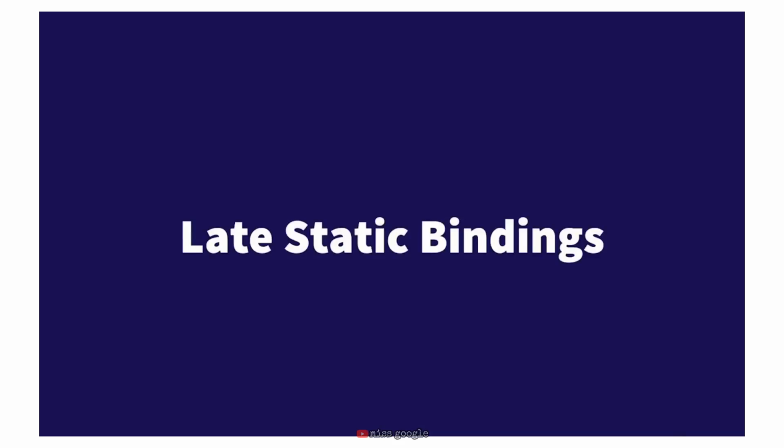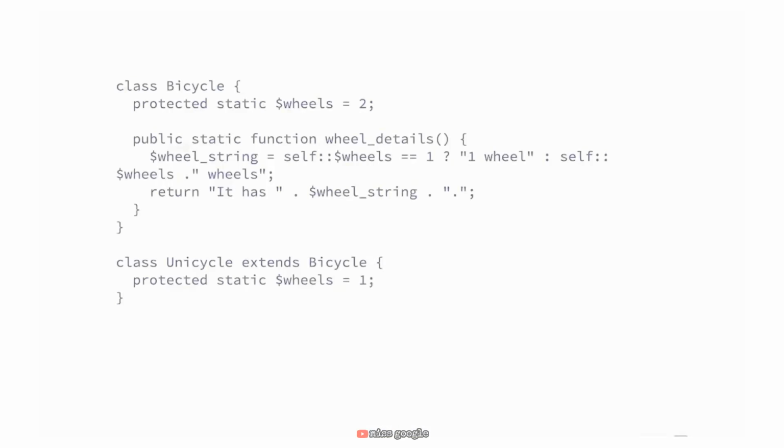In this movie, we're going to talk about a concept called late static bindings. And the best way to understand what they are is to first understand the problem that they solve. In challenge number 3, we defined a class for bicycle and a subclass of unicycle. And we did that before we knew about static properties and methods. Now that we know about them, it might occur to us that the wheels property and the wheel details method are good candidates to make static. They aren't specific to any one instance, but they're behaviors of the bicycle and unicycle classes generally.